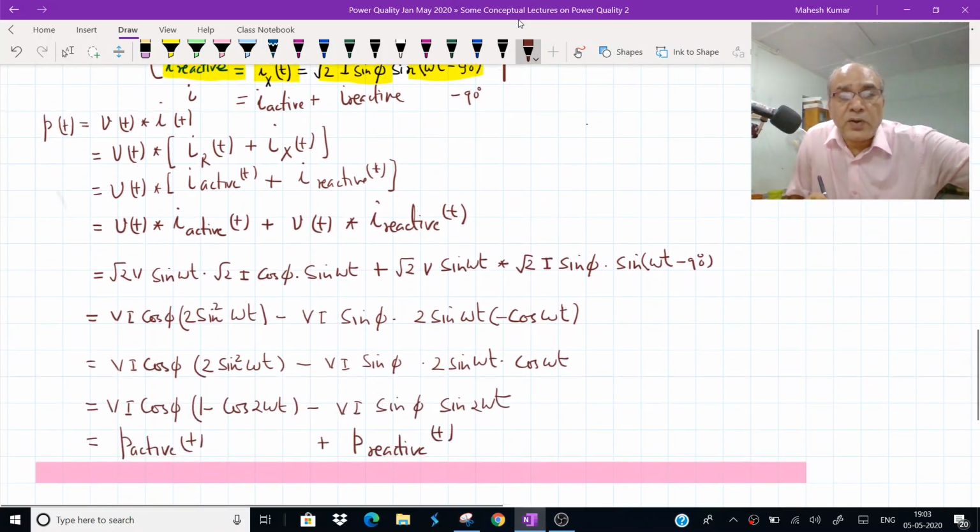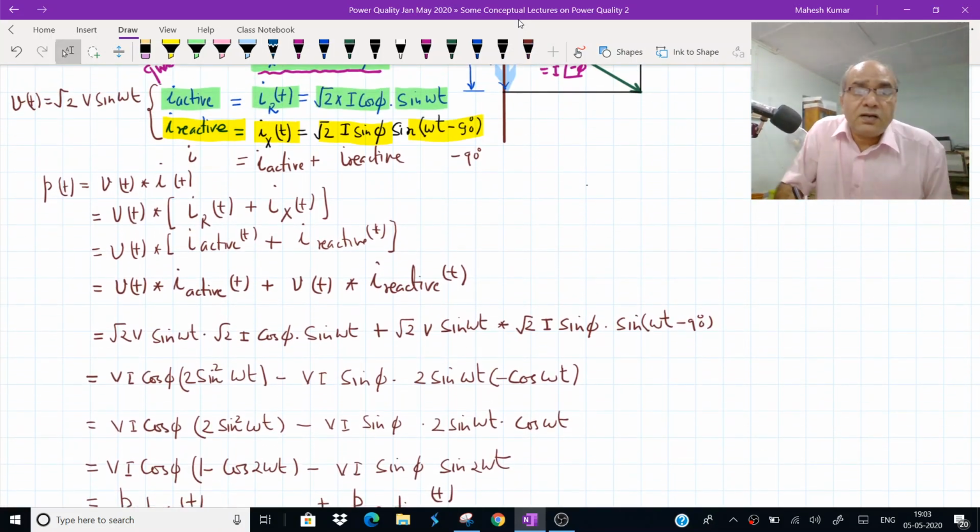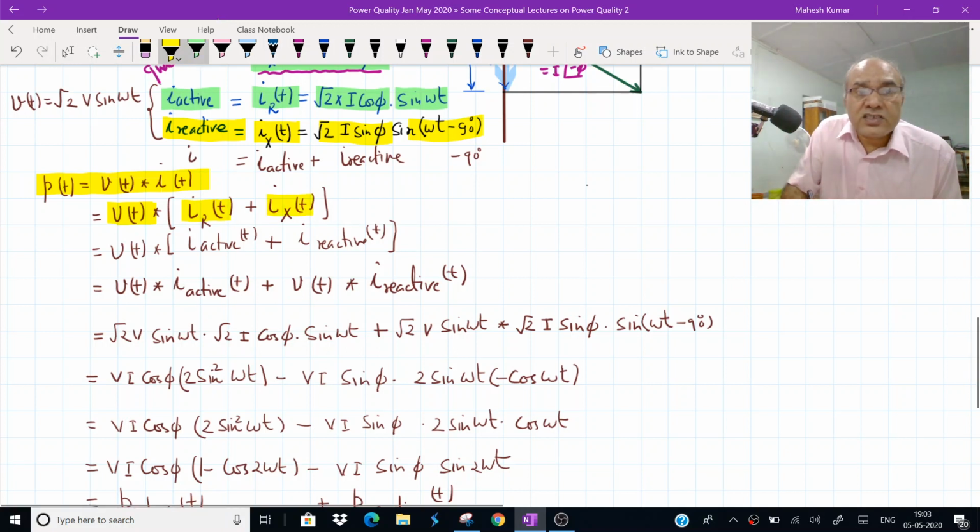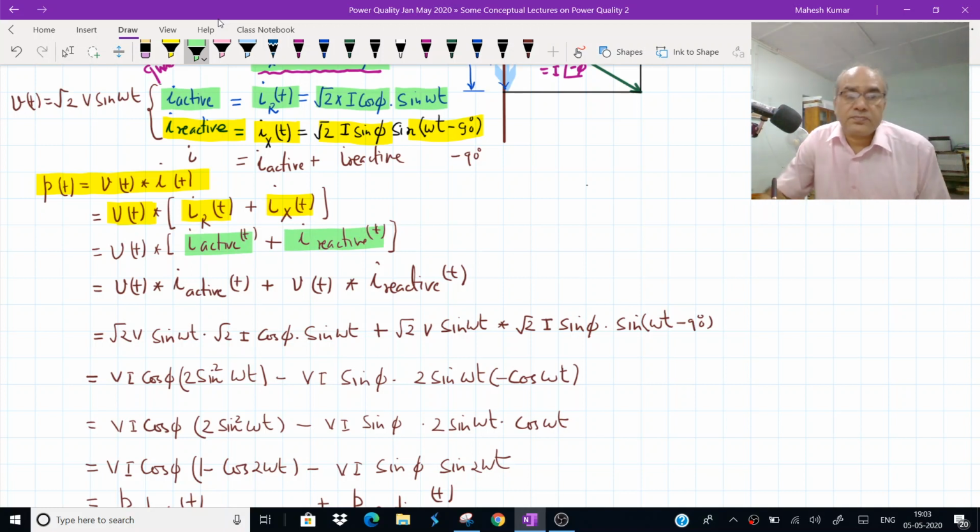Therefore we can express this term as P is equal to V into I. So this is V into I_R plus I_X, or you can say I active plus I reactive. Just we have found what are the active and reactive components. If I sum them, I will get I_T anyway. So these two terms make I.